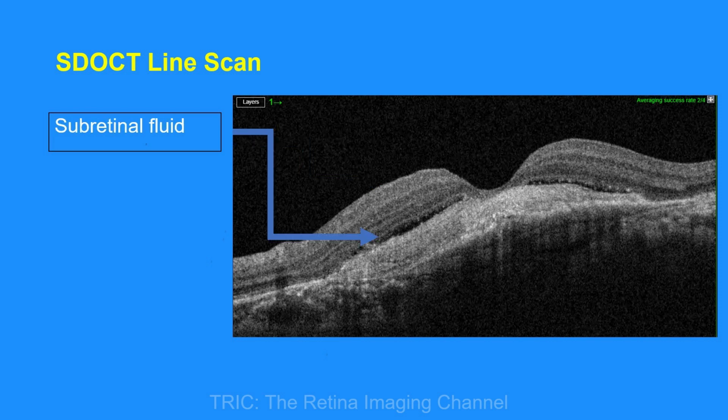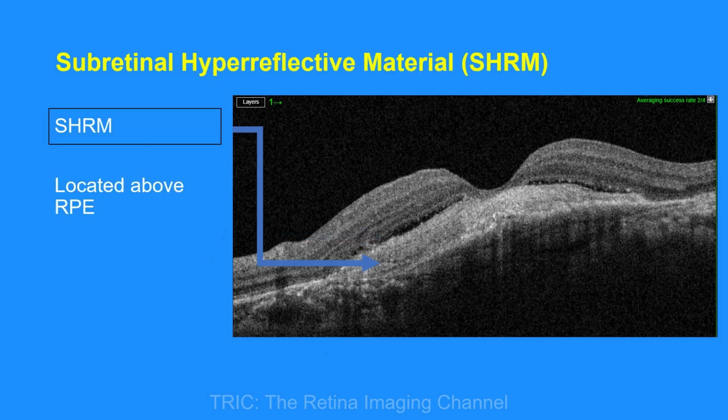Now the SD-OCT line scan of this patient showed that there was no intraretinal edema, or there was no edema in the inner retinal layers. However, there was subretinal fluid which was a sign of activity. What interesting imaging feature which we saw in this eye was subretinal hyperreflective material or SHRM.